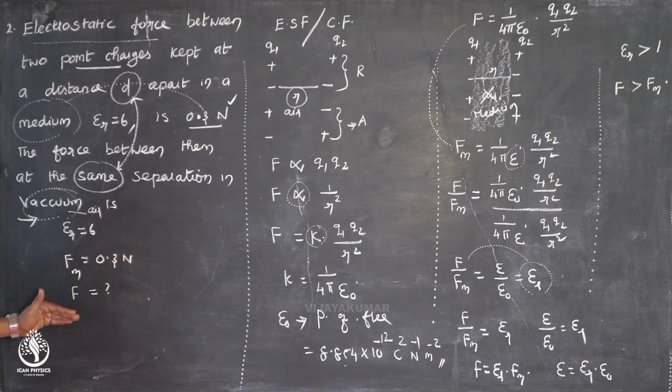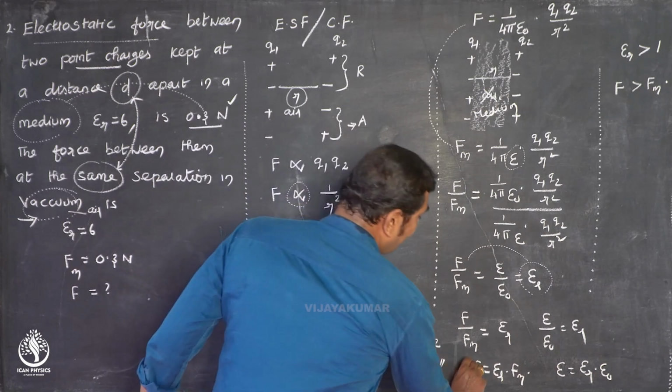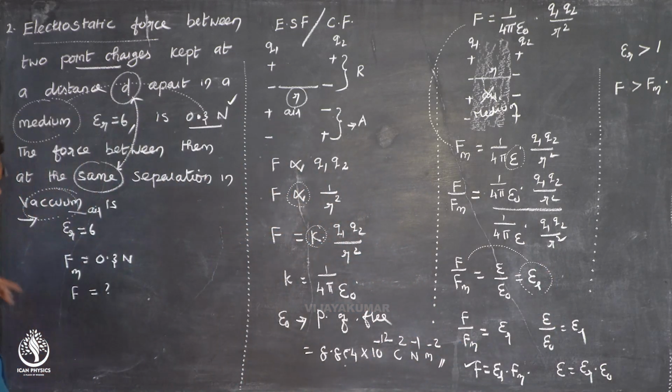So this is the given. So by using this, we can relate the formula. Okay. So what is the formula? F equal to epsilon R times Fm. What is epsilon R? 6. What is Fm? 0.3. So 6 into 0.3, that is 1.8, then F.